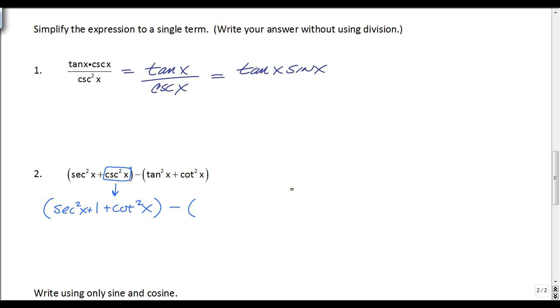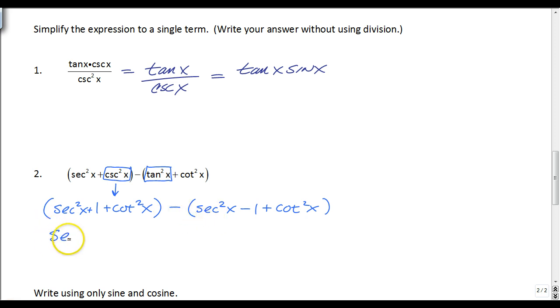And what we're going to do for this piece is change the tangent squared x. So tangent squared x we can simplify to secant squared x minus 1, and then, of course, our plus cotangent squared x. Now, the reason why I did that is because that got us to all terms of secant and cotangent. Now, from there, obviously, you're just going to distribute your negative sign.